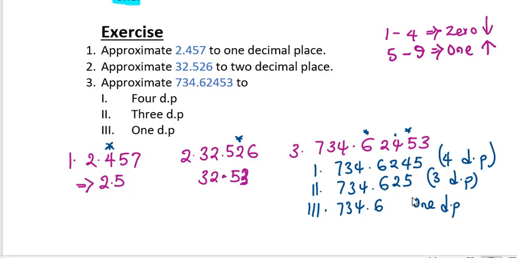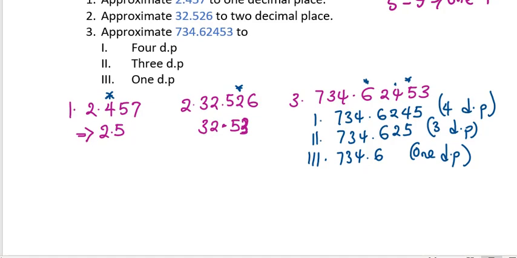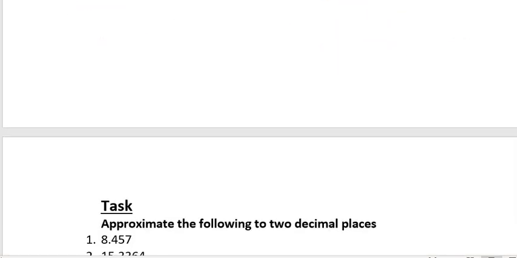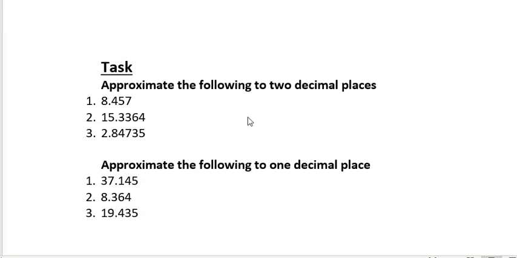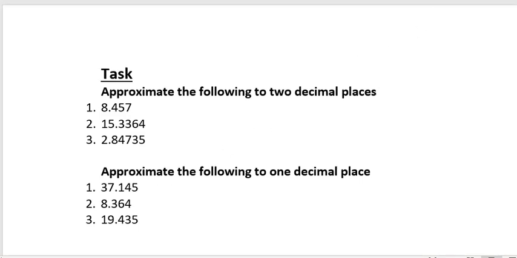Now if you find this lesson challenging at any point, I think you need to go through the video again and make sure you understand every bit of this lesson. Right here I have a task. The first set of the task says approximate the following to 2 decimal places. All these values, this one is 3 decimal places, this one is 4 decimal places, this is 5 decimal places. Approximate each of them to 2 decimal places. For this other one, it says approximate them to 1 decimal place, which means you have to just stop at this first point, and this first point. So that's just it. Very simple.